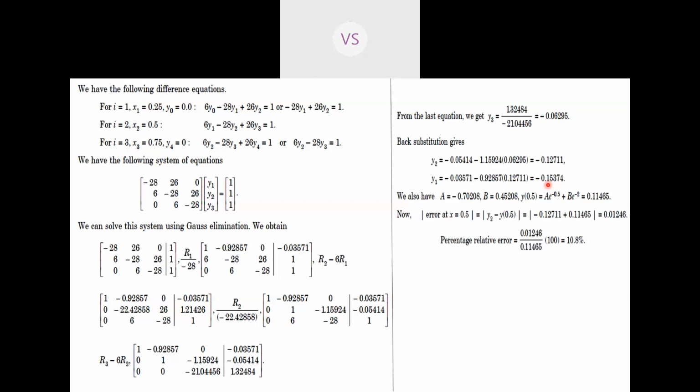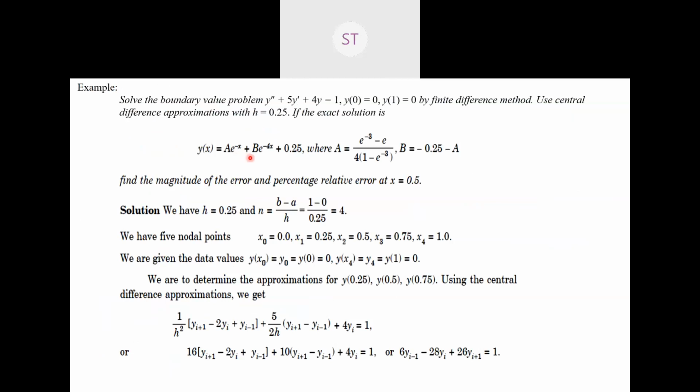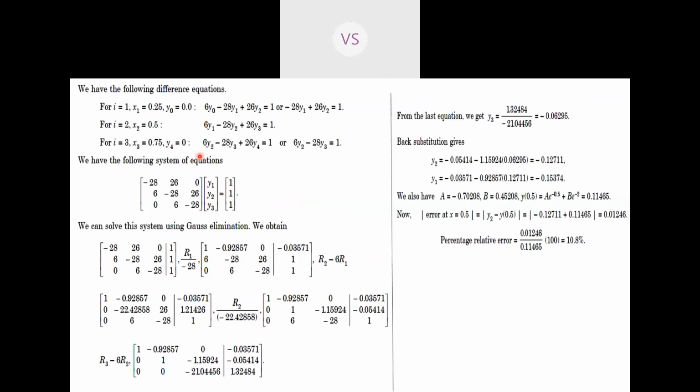Now, from the analytical solution, we have two constants, a and b, and the values of a and b are given to you, or we have obtained them. In this equation we are substituting the values of a and b. Also, they ask to find the error at 0.5. So instead of x, we will replace x by 0.5 and find the value of y at 0.5. So the value of y at x is equal to 0.5 is 0.11465.